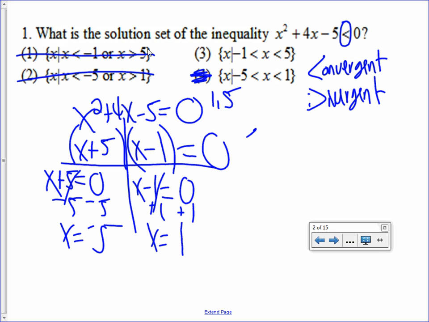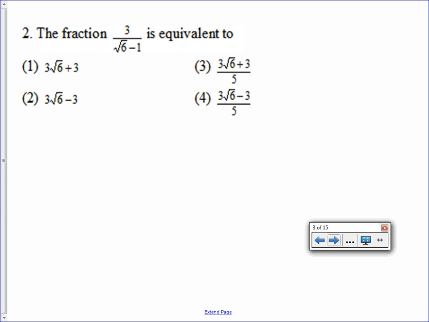If I wanted to put that on a number line, I would put my negative 5, I would put my 1, I would put open circles because there's no equals, and I would choose. If I'm going too fast for you, pause the video and slow it down.